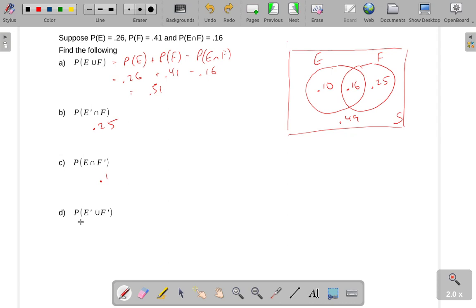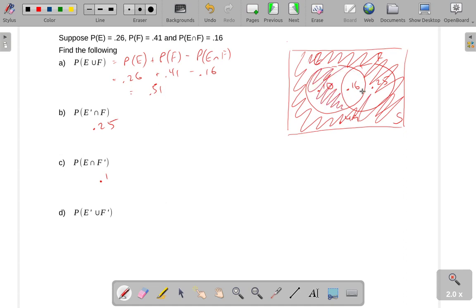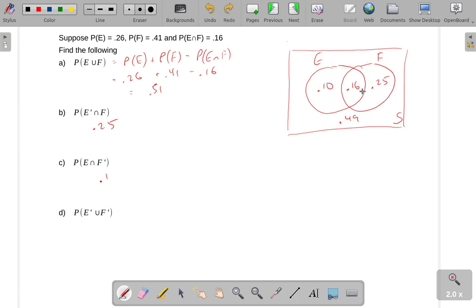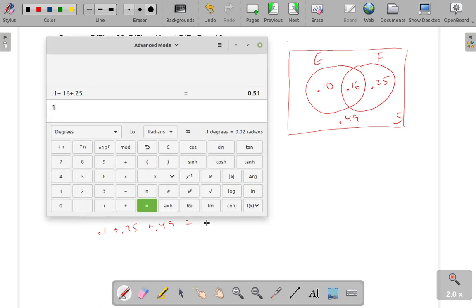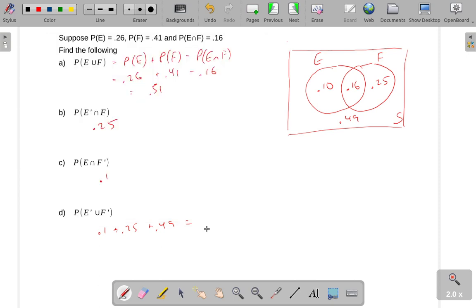Alright, for this last one, thinking about which region we're talking about here, we're doing a union of two regions. So if I start off with E complement, that's everything outside here. And we want a union with F complement, which means we also include this region here. So we're doing everything except for the 0.16 there. So we would want to take 0.1 plus 0.25 plus 0.49, which gives us 0.84.